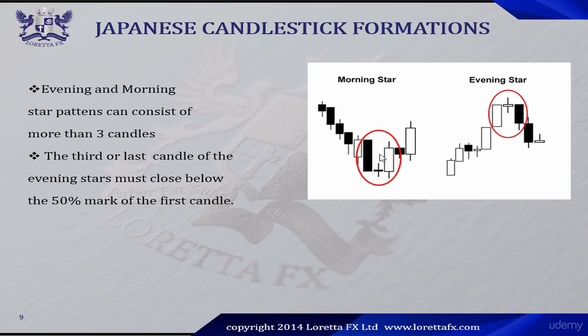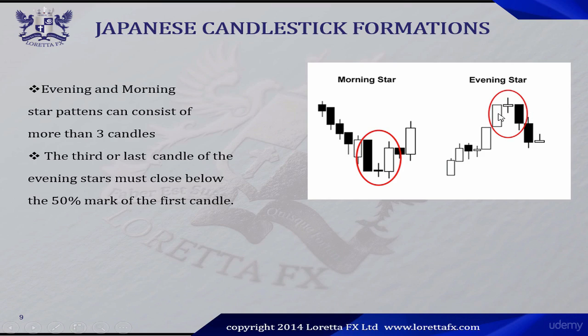Okay, so I have taken many trades using evening star and morning star patterns in the past. They're extremely powerful, especially when you combine them with stuff like trend lines, indicators, etc. Now, the third or last candle of the evening star must close beyond the 50% mark of the first candle.